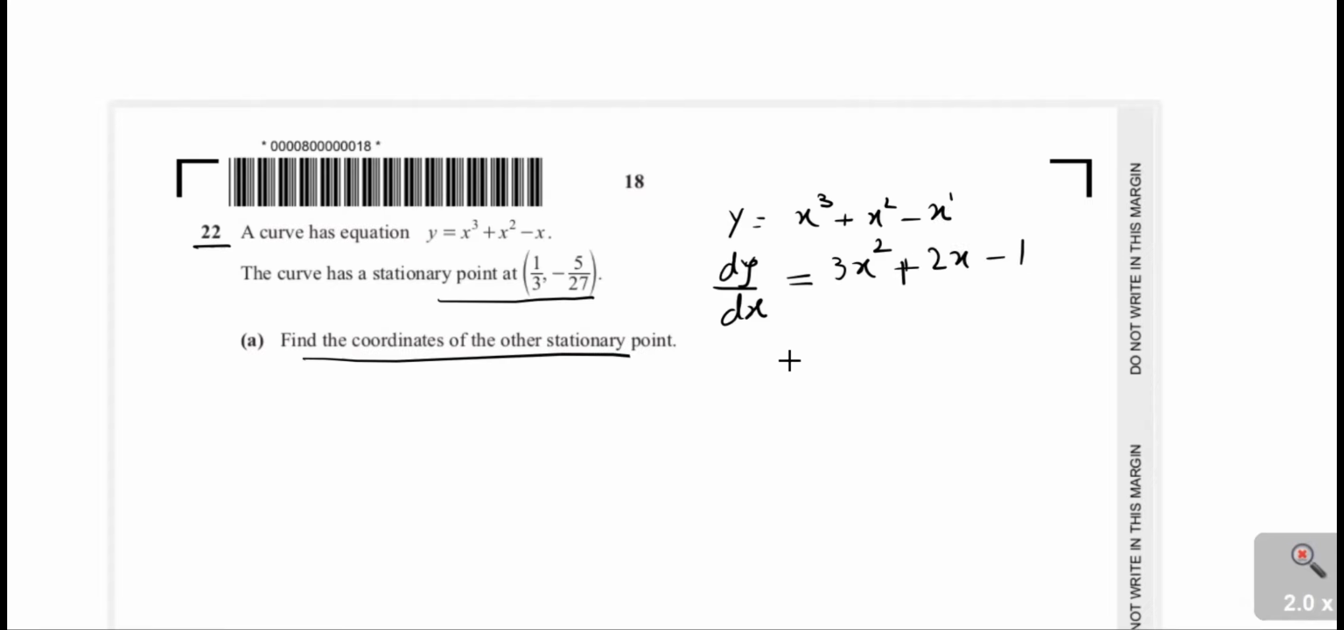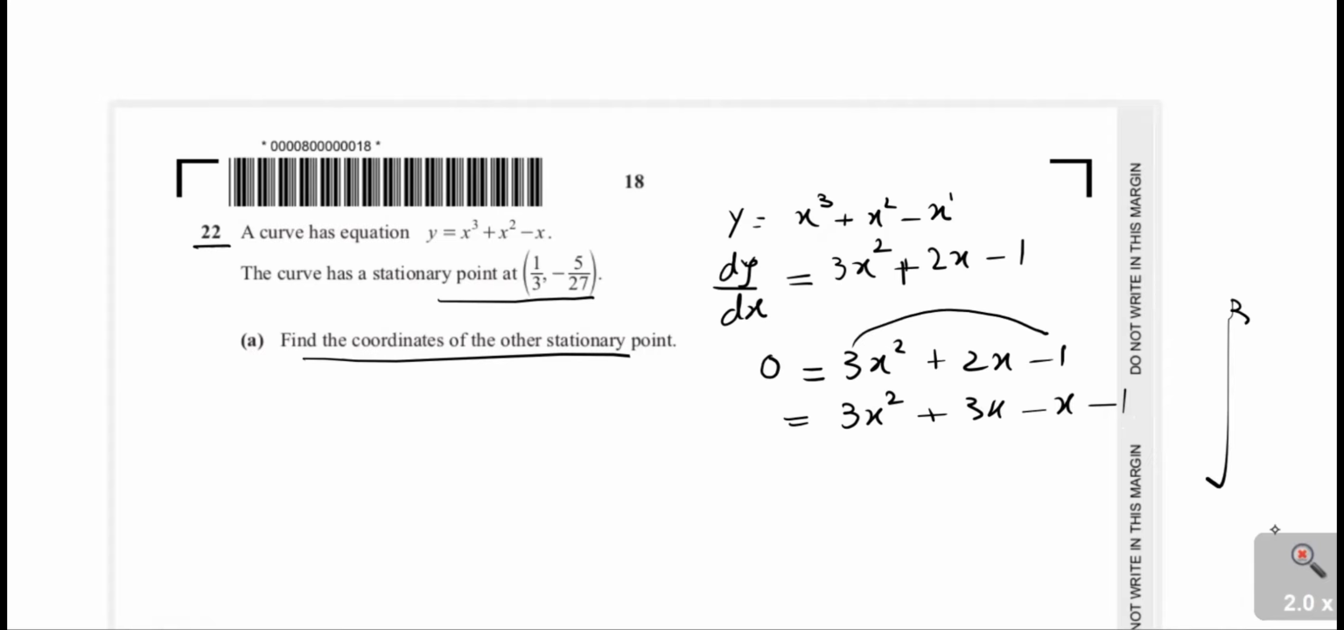And next we will find the stationary points. We will take dy over dx equal to 0. This is 3x squared plus 2x minus 1. Now we can factorize this equation by using the middle term breaking method. This is 3x squared plus 3x minus x minus 1. When we multiply 3 times 1 it is 3. When we multiply 3 into minus 1, we get minus 3. When we add 3 and minus 1, we get 2x. And in place of 2x, we write 3x minus x minus 1.